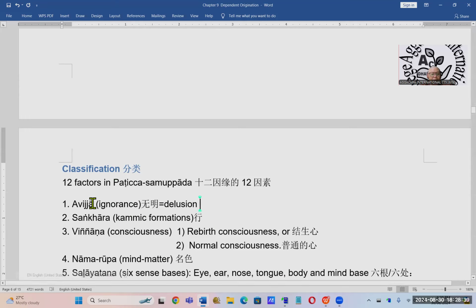Vijja means knowledge. A means negative, no knowledge. We call it the negative of knowledge, or the opposite of knowledge, which means delusion. So A means no or opposite. Vijja is knowledge, so the opposite of knowledge means the mind is not clear, with delusion. That's why the Chinese translation is very good: Wu Ming.